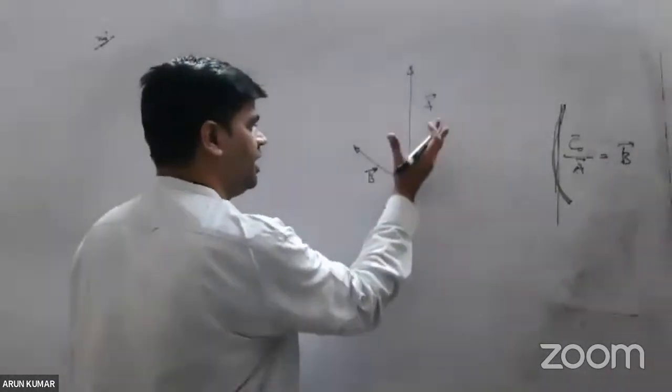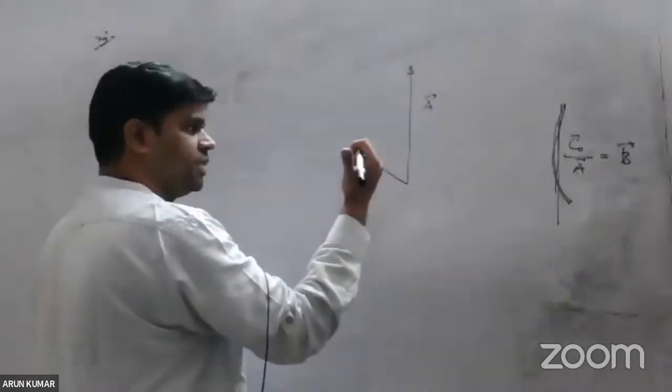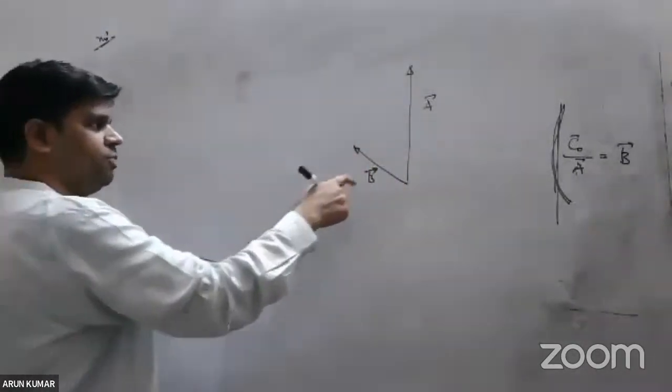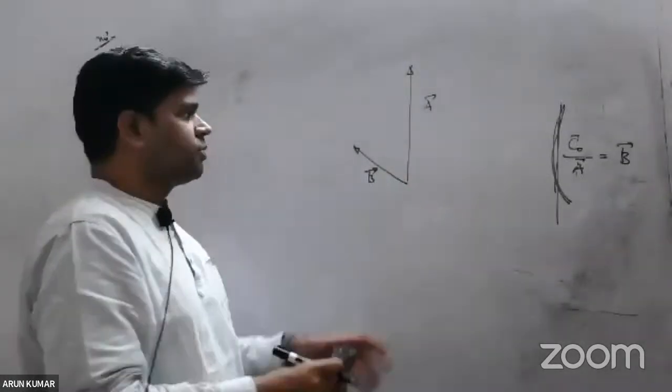Now what I do, A cross B is C bar this way, right? A cross B, C bar this way, obviously. Then C by A, if I divide, B should come. Alright? Geometrically, let's forget about it right now.